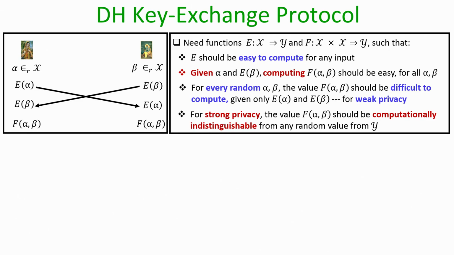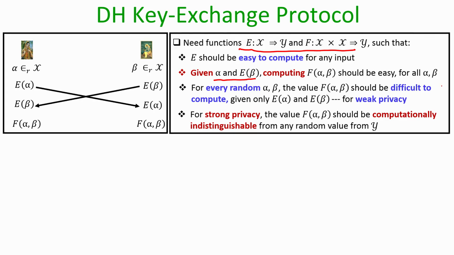Now we are going to see the exact mathematical steps, the concrete steps, of the Diffie-Hellman key exchange protocol. Remember, in the last lecture we saw the steps of the Diffie-Hellman key exchange protocol, assuming that we are given some special functions E and F. Just to summarize, the requirement from the function E is that it should be easy to compute and one way, and not only that, given alpha and the value of the function E on input beta, even without knowing beta, it should be easy to compute f of alpha comma beta if you know alpha.